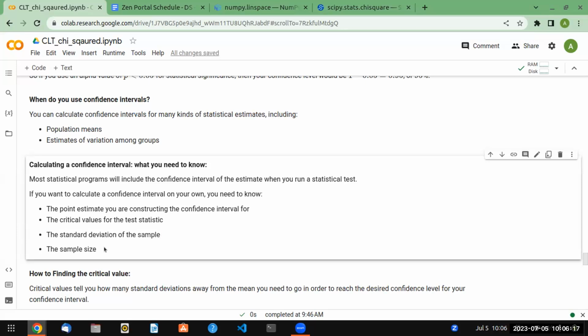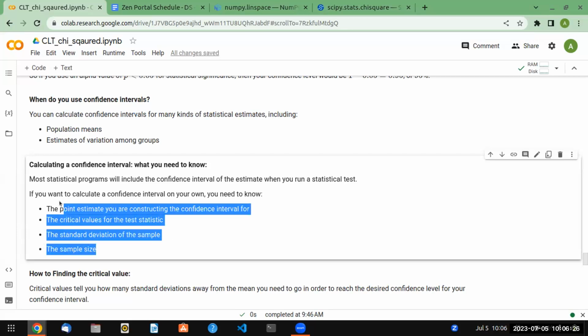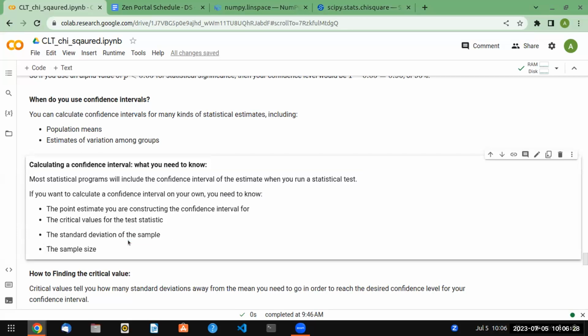What is the fourth point? The size of the sample. Suppose I took 10 people's ages, right? So before calculating a confidence interval, you need to make sure you are aware of these 4 points.